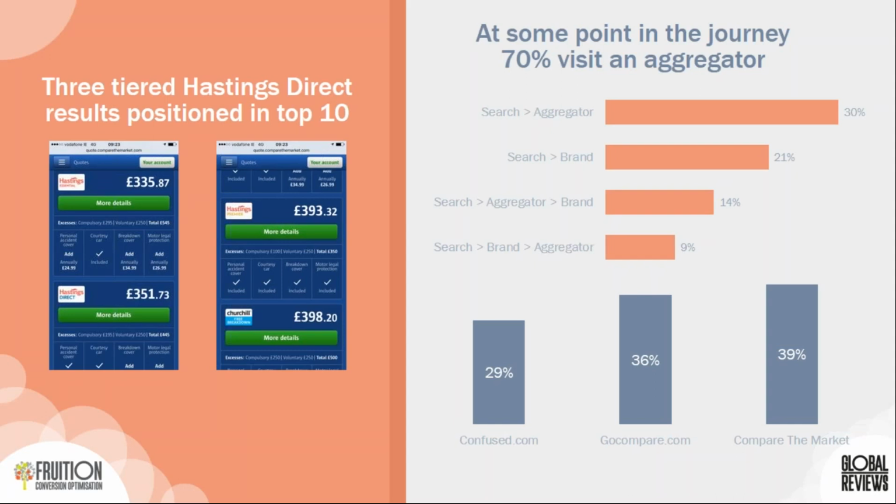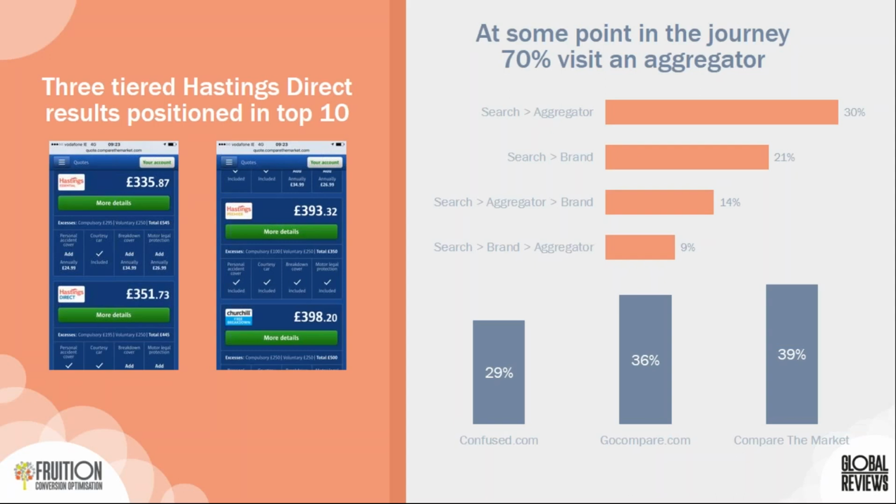And as we look at those brands that are coming up in an aggregator search, we have a particular task that we got people to complete, and looking at the results that came through on that task, Hastings Direct have 3 different product tiers, and all 3 of them come up in the top 10 options within the actual aggregator, Compare the Market in this instance.